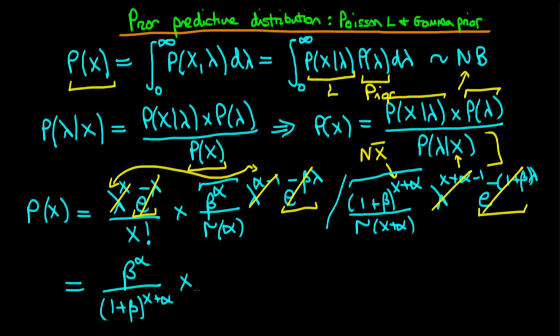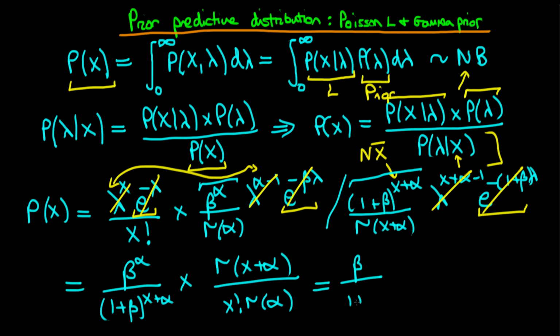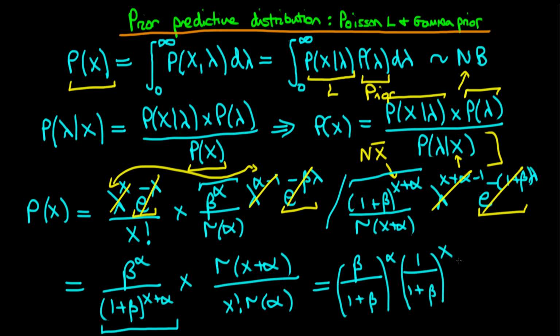And then we're going to have this times, on the top here, gamma of x plus alpha, and on the denominator here, we're just going to have x factorial times gamma of alpha. And we noticed here that we can actually rewrite this first part here as beta over 1 plus beta all to the power alpha, because both the top and the bottom of this first part of the expression have alpha, or to the power alpha, in both of them. And it's this times 1 over 1 plus beta all to the power x in this case.